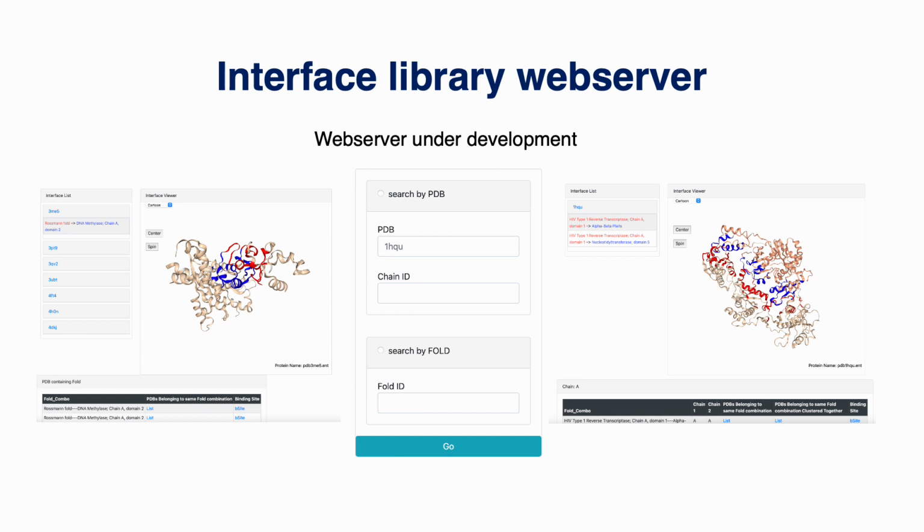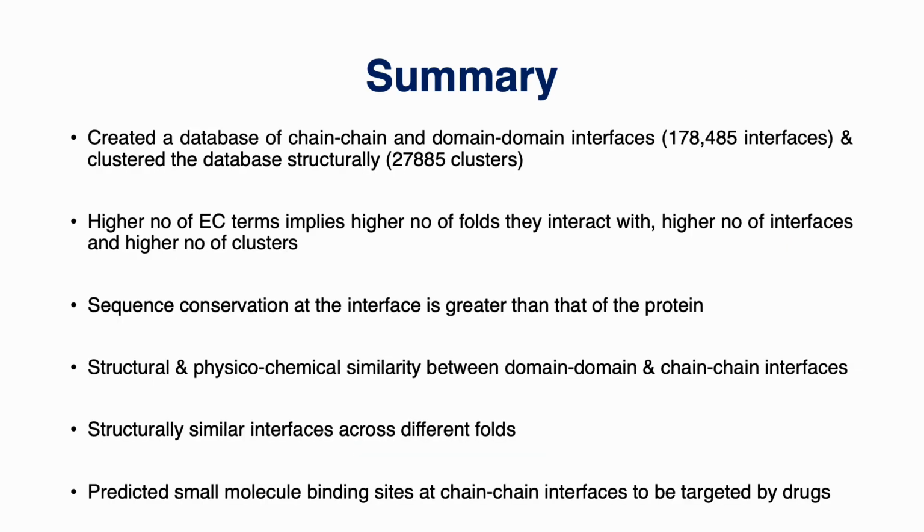So to summarize what I have done, we have created a database of chain and domain interfaces, and we have structurally clustered them. We notice that higher the number of EC terms, higher the number of folds they interact with, and also, a part of the work that I haven't shown, higher is the total number of interfaces that are there for them, and higher is the total number of clusters too. We show that the sequence conservation of the interface is greater than that of a whole protein, and then there are structural and physicochemical similarities between domain and chain interfaces. Similarly, we showed examples of structurally similar interfaces across different folds. We have created predicted small molecule binding sites at the chain interfaces, which could be targeted by drugs.